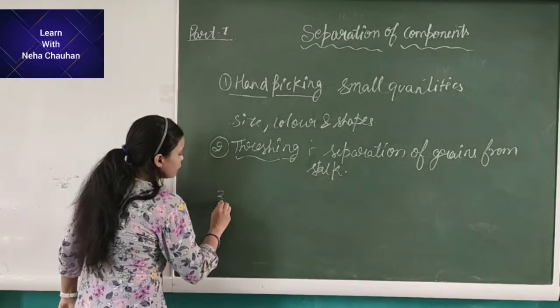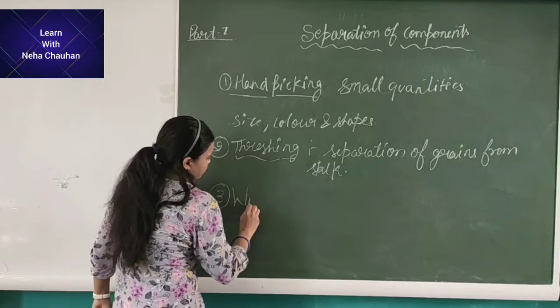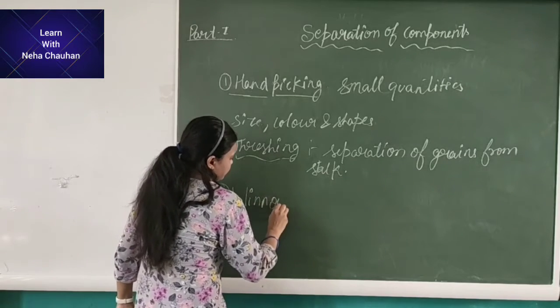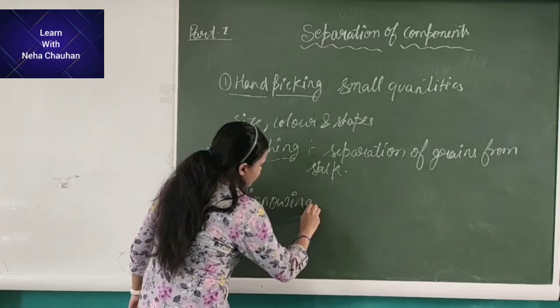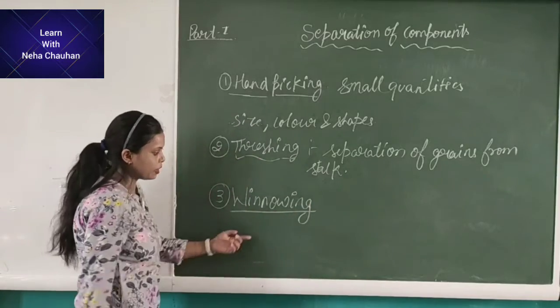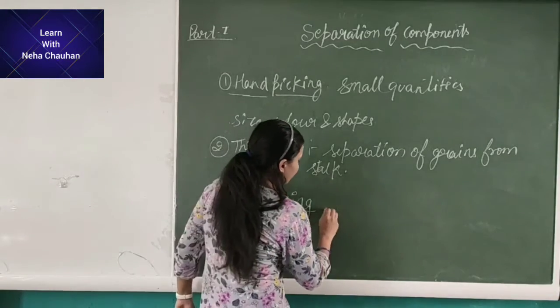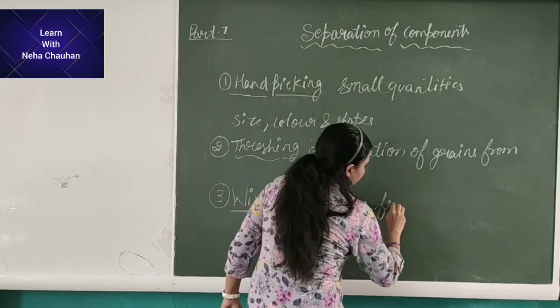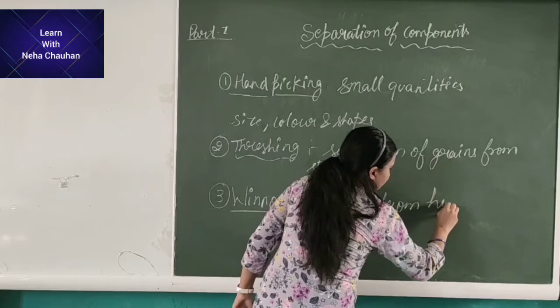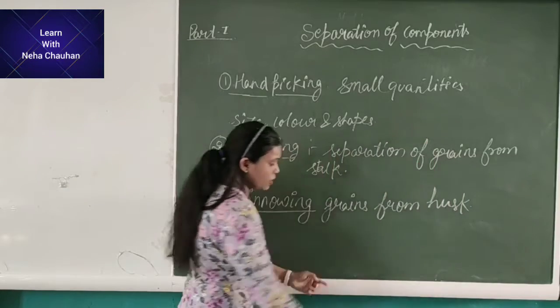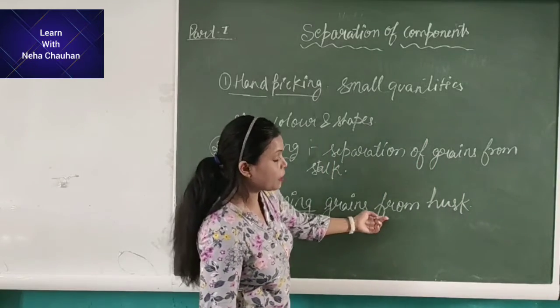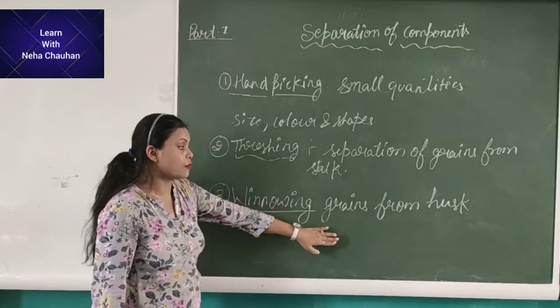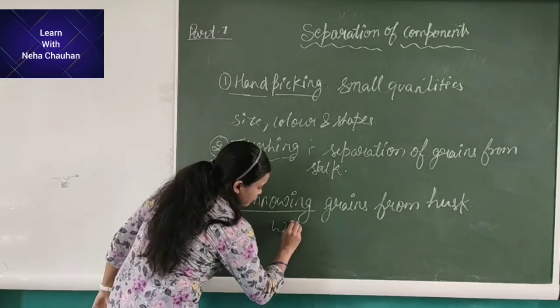Now the third method is winnowing. What is winnowing? Winnowing means separation of grains from husk. This is done with the help of wind.